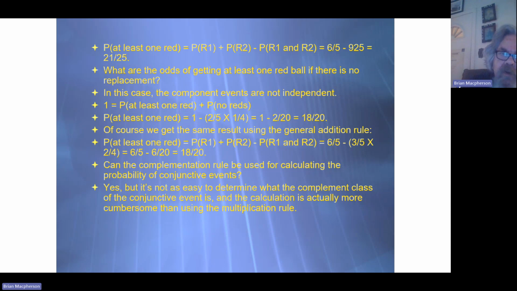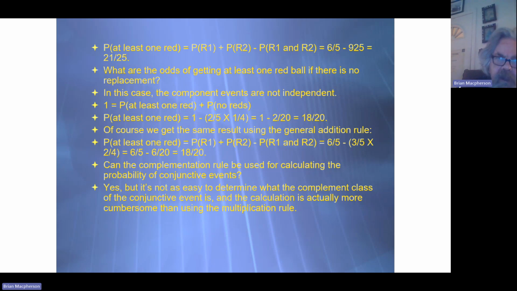Okay, now notice here, instead of 2 over 5 times 2 over 5, I have 2 over 5 times 1 over 5. And the reason is that the second time I draw a red, if there's no replacement, there's 1 less red ball in the urn and there's 1 less ball in the urn. So it's going to be 1 over 4. And that will be 18 out of 20, all right, versus 21 out of 25, okay?